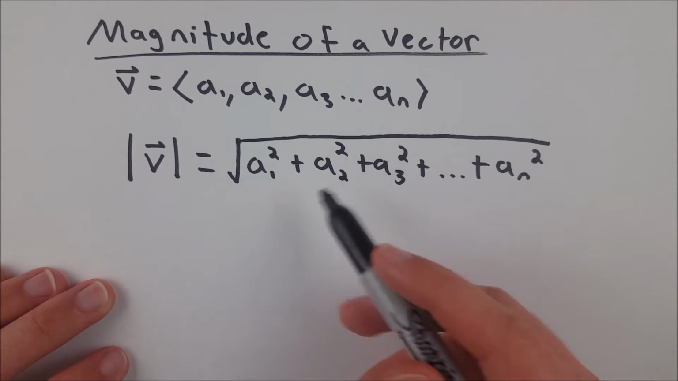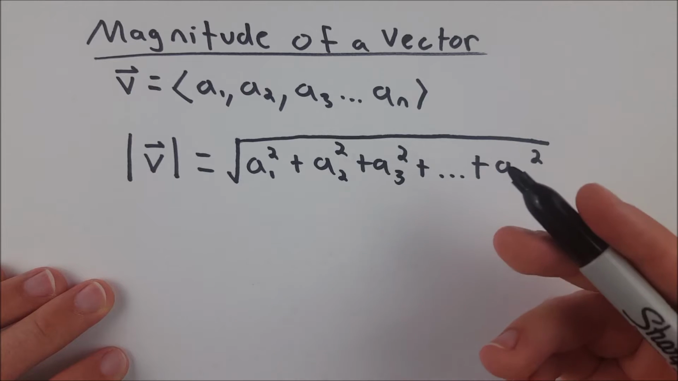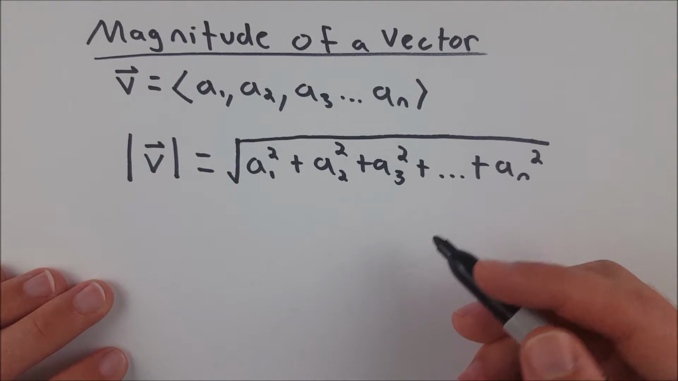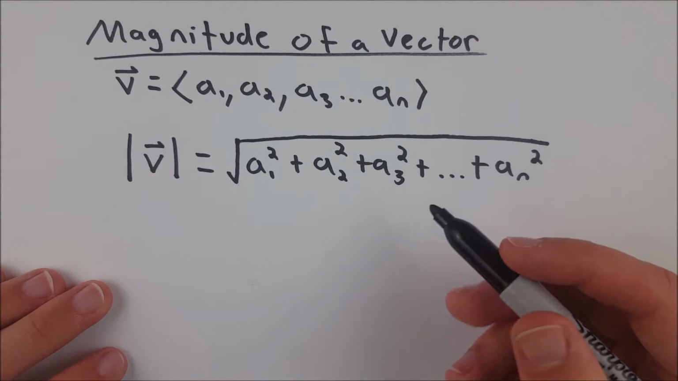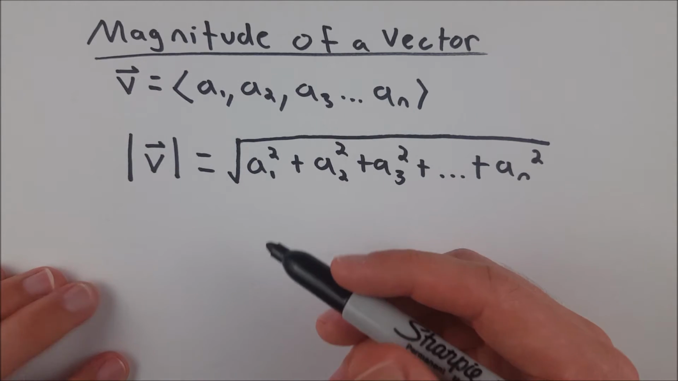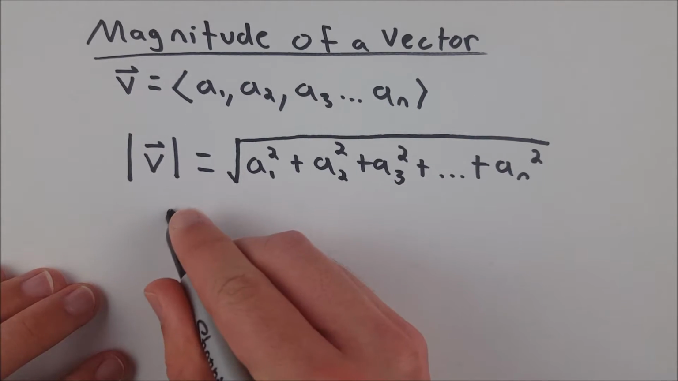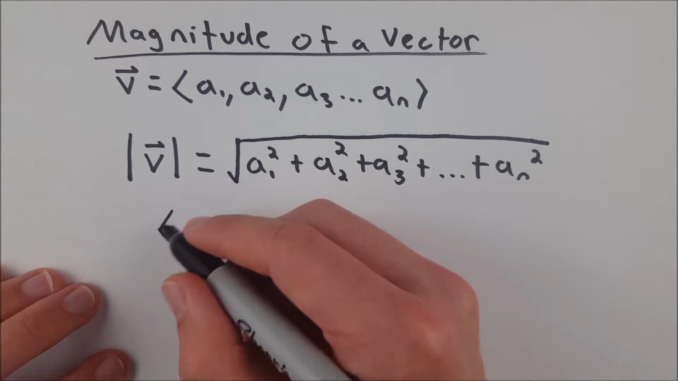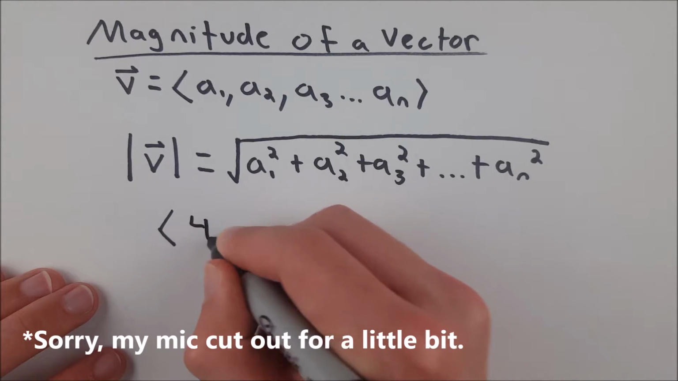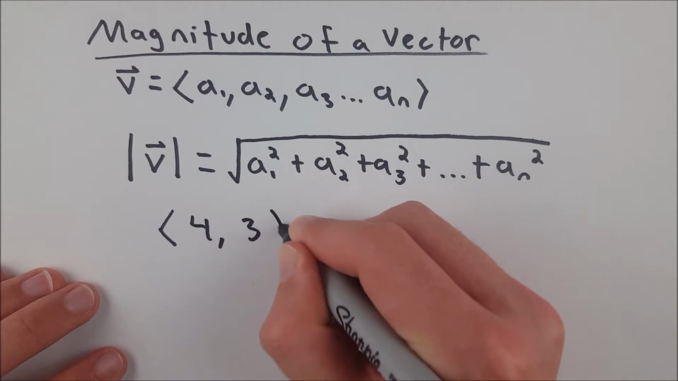All you have to do is take the square root of the sum of the squares of the components. It's really just the distance formula, which is really just the Pythagorean theorem. So let's say we have some vector that's got components of 4, 3. Let's say that's our vector.